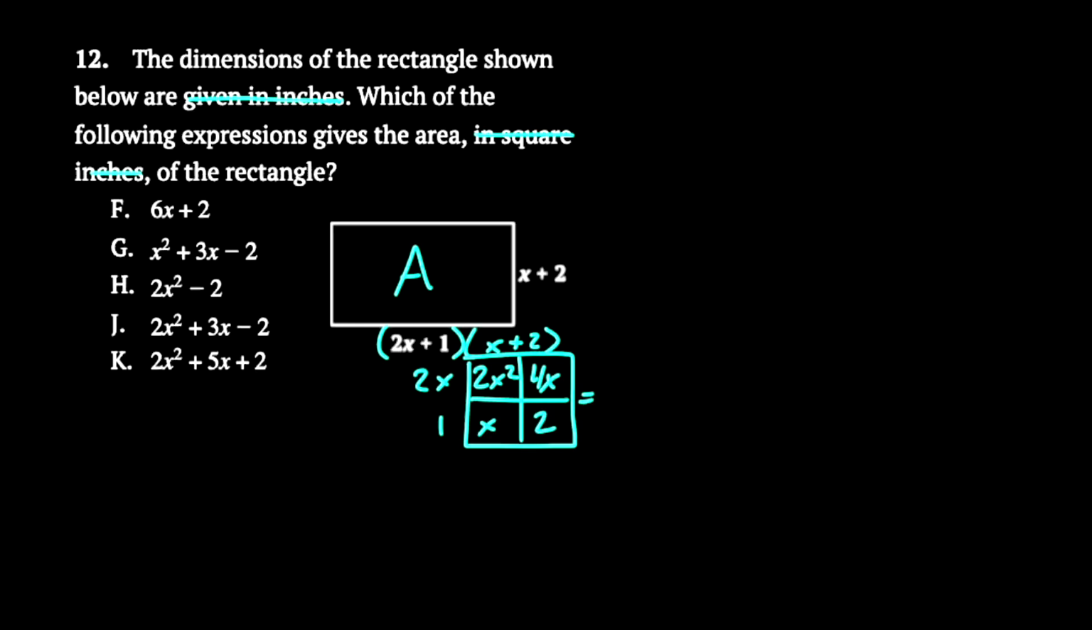And then we have to combine our like terms here. So the first box gives us a 2x squared, and then we have a 4x and an x that have to go together, so that would be plus 5x, and then the 2. All right, so that's the area of the rectangle. We don't know the actual value for it, but that's the expression, and that matches up with K.